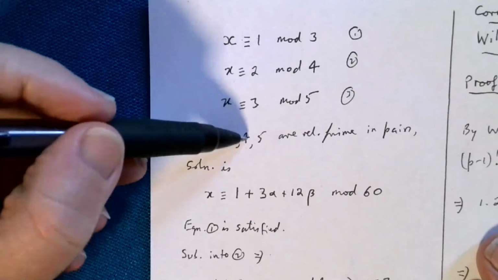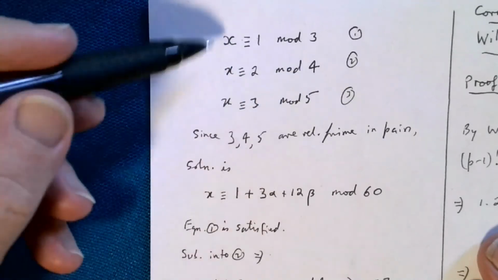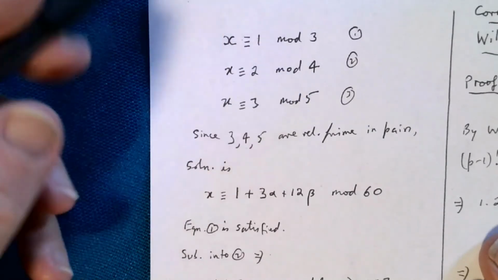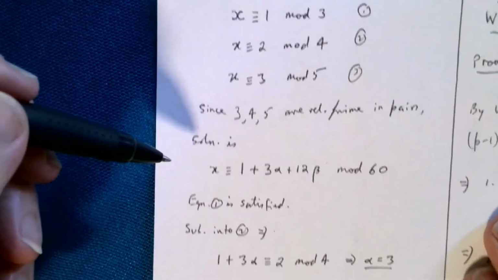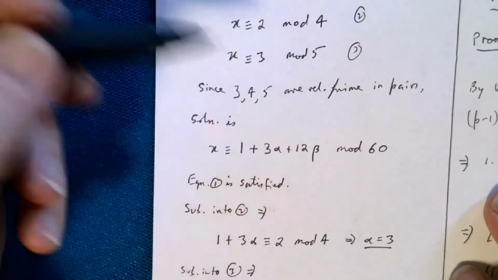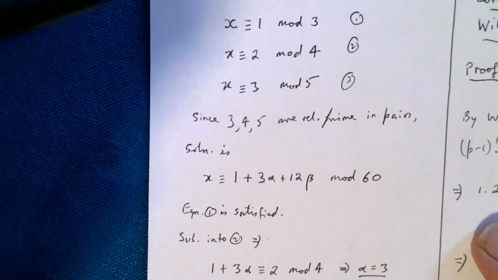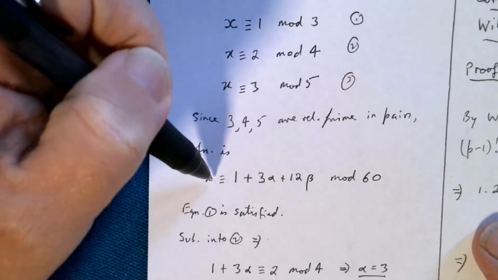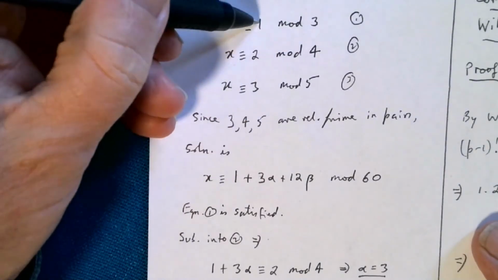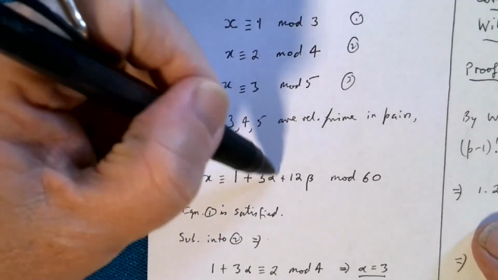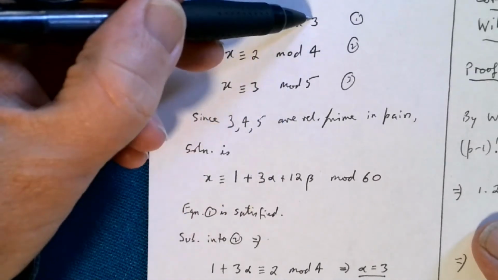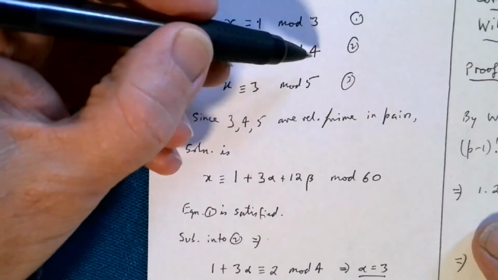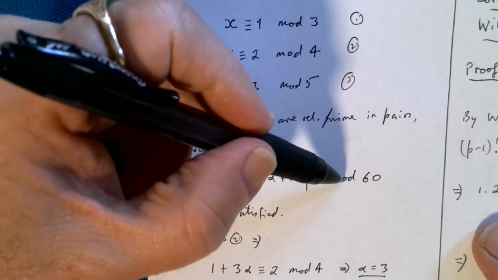I just note that 3, 4 and 5 are pairwise relatively prime, and so I know this has a unique solution modulo the product of all of these, which is 60. And I'm going to actually write down the solution but with a couple of parameters. The way I construct these is as follows. You take the first number, which is 1, and so I claim my solution is x is congruent to 1, that's that one there, plus 3 times something, that 3 is coming from there, plus 12 times something, and the 12 is coming from the product of these two, and the answer is then given modulo 60.